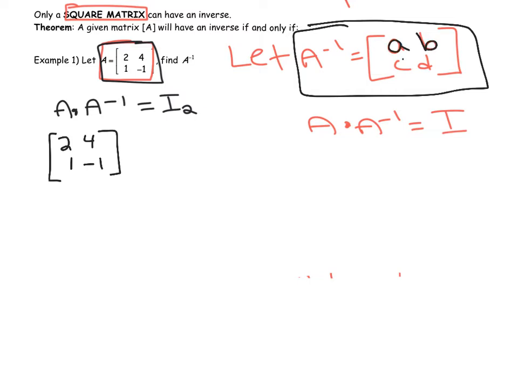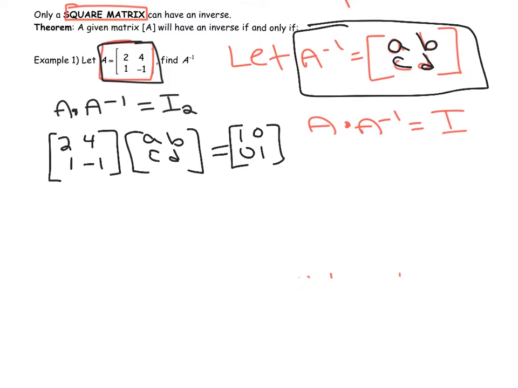We've got A, B, C, and D. So we're going to multiply it by A, B, C, D. And the identity matrix is going to be 1s across the diagonal with zeros everywhere else. Okay, so I'll repeat that one more time.